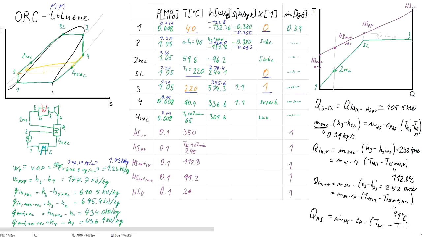So let's put it into our table. Entropy was 0.836, and enthalpy at the point 4 was 275.6.